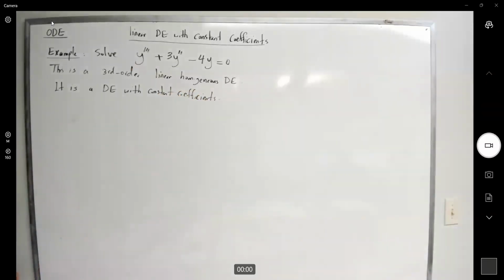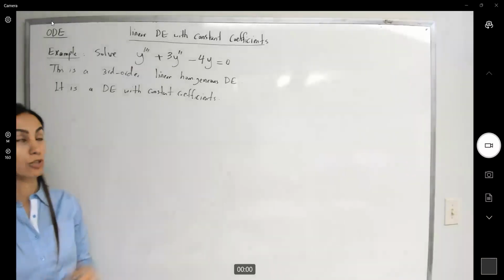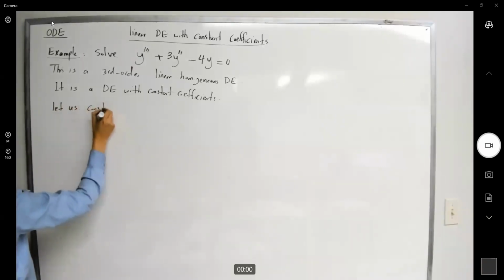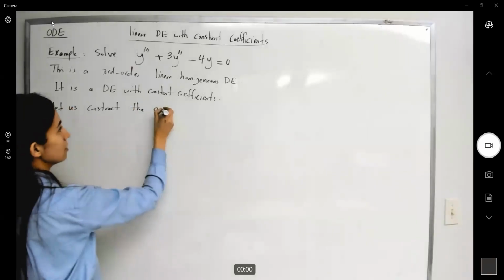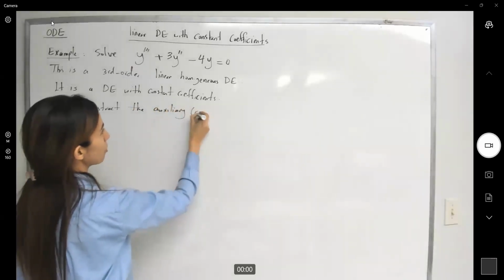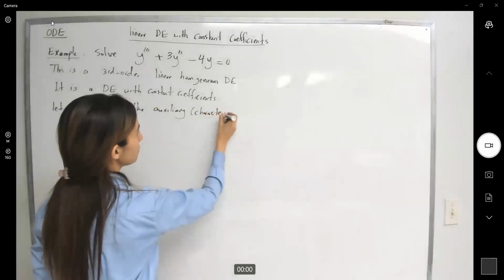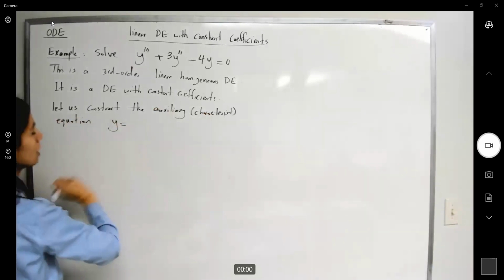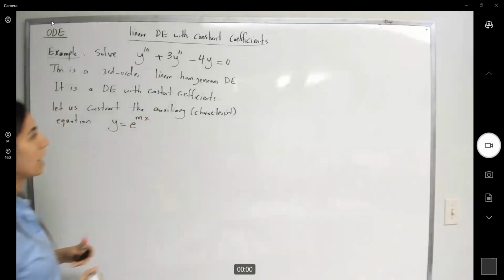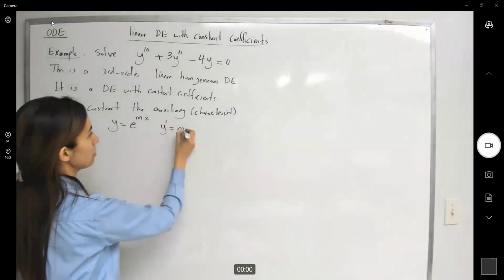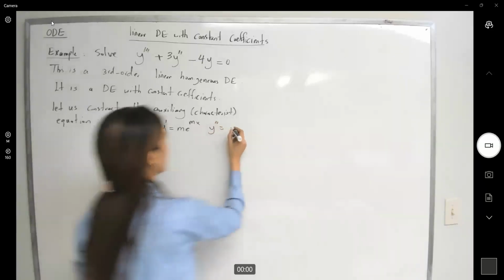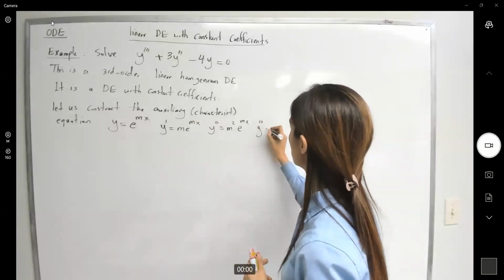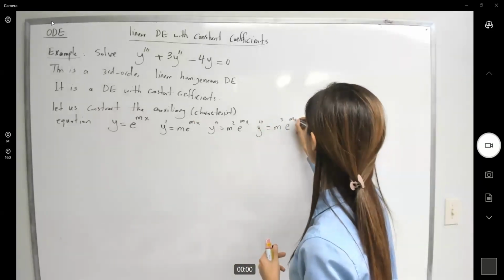Let us form the auxiliary or characteristic equation for this differential equation. By substituting y equals e to mx, y prime is m e to mx, the second derivative is m squared e to mx, and the third derivative is going to be m to the third e to mx.